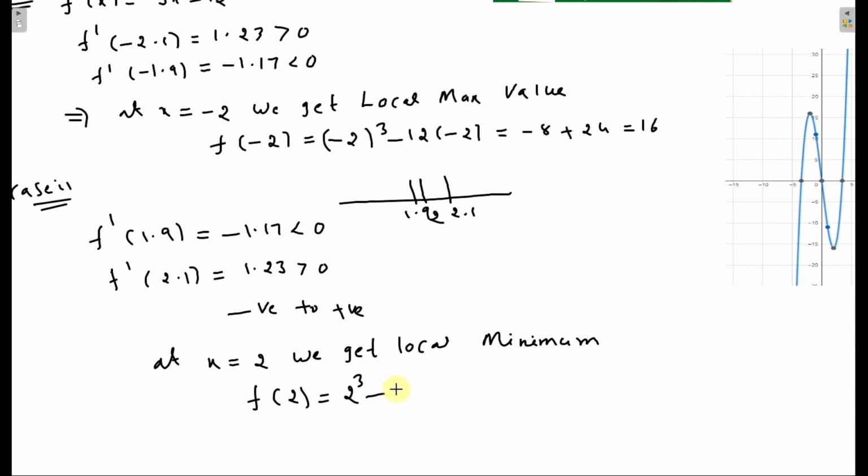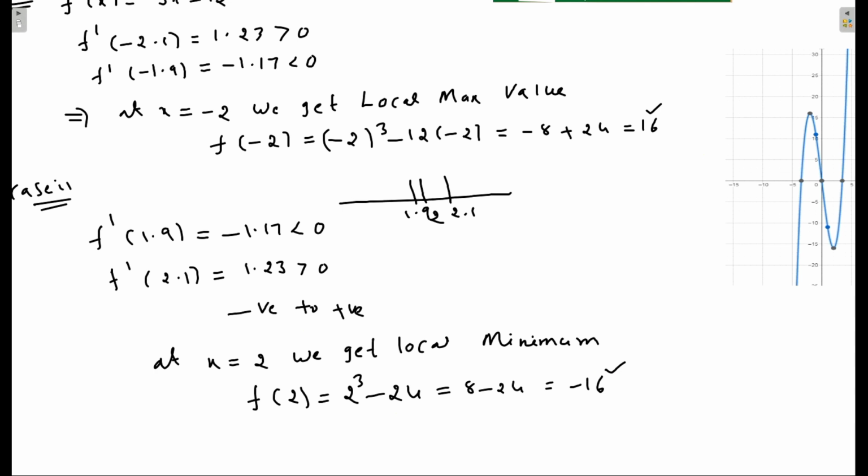So 12x means 12 into 2 is 24. 8 minus 24, this I will get minus 60. So the local maximum is plus 16, and the local minimum is minus 16.